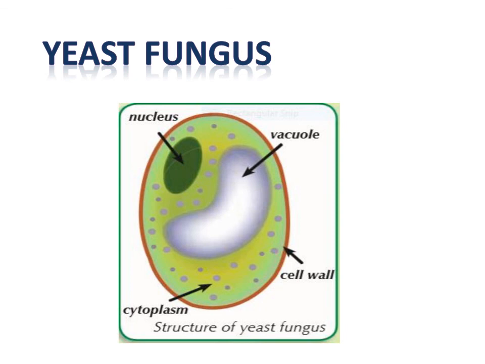You can observe here the structure of yeast fungus. It is a unicellular organism made up of nucleus, cytoplasm, and cell wall, and also it has a vacuole. Of course, it has a cell wall because its body consists of only one cell, so it needs support. That's why the yeast fungus has a cell wall.